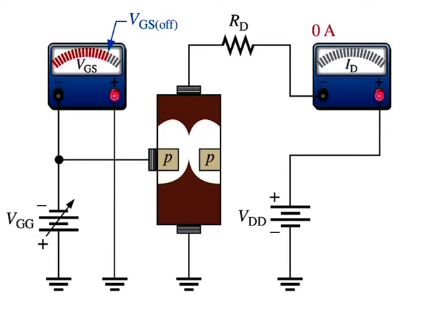As shown in the figure, this cutoff effect is caused by widening of the depletion region to a point where it completely closes the channel.